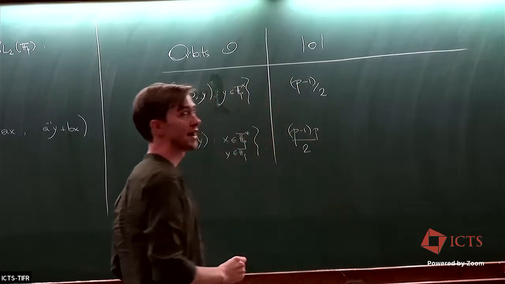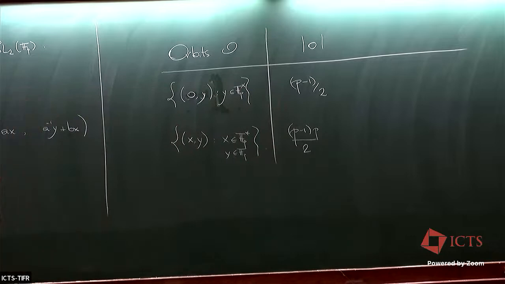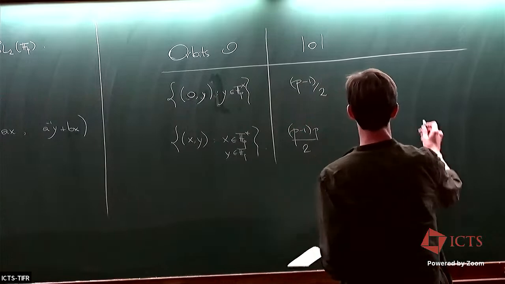Sanity check: they should add up to the full space of primitive row vectors. How many elements is that? It's (p squared minus 1) divided by 2. So that's what it should be. Always do a sanity check with this kind of computation.